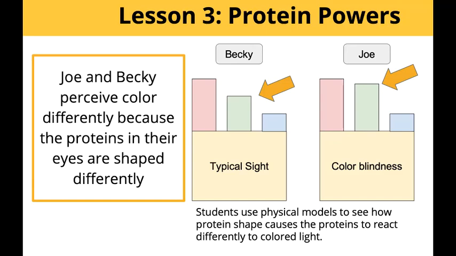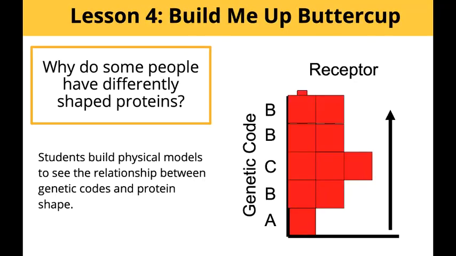This provides a superficial answer to the unit challenge, but it also leads to a new and pressing question. Why do Joe and Becky have different proteins in their eyes? In this lesson, students investigate why Joe and Becky have differently shaped proteins in their eyes. They discover that differences in Joe and Becky's genetic codes are responsible for the differences in the shapes of the proteins in their eyes. This lesson is the students' first formal introduction to genes.